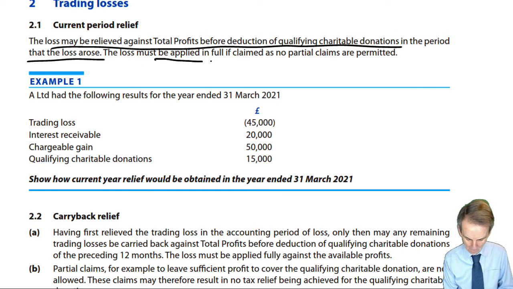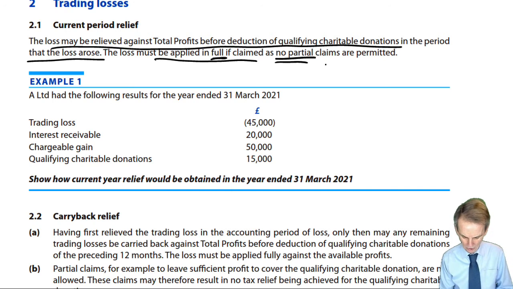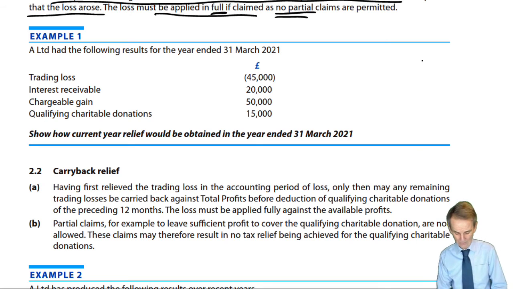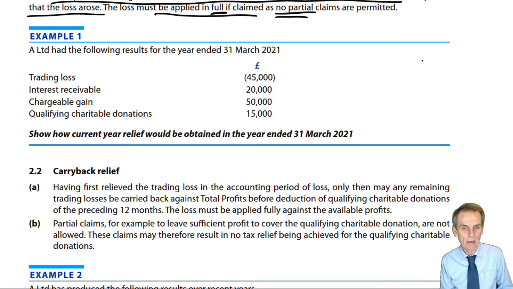The loss must be applied in full if claimed. No partial claims are permitted. So there we go, example 1. What do we have? We've got A Limited, year ended March 21, and we have a trading loss of £45,000.